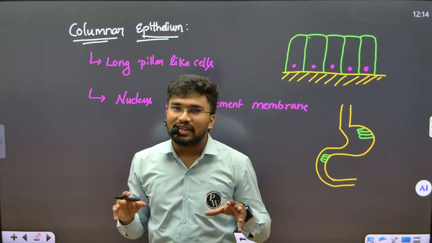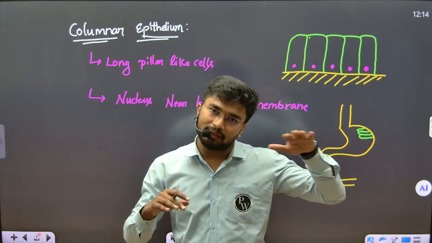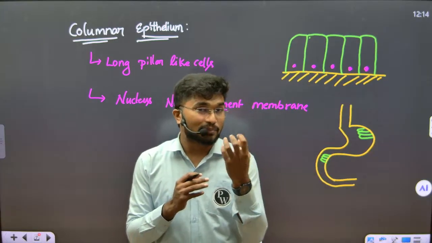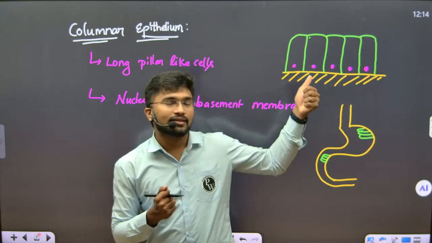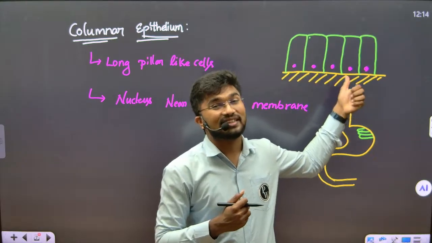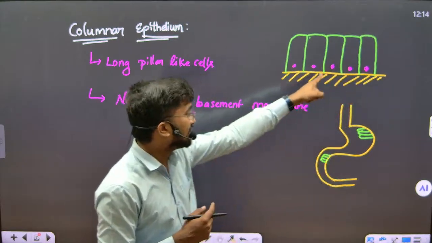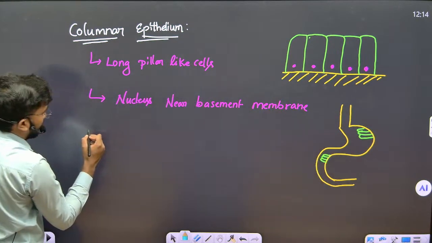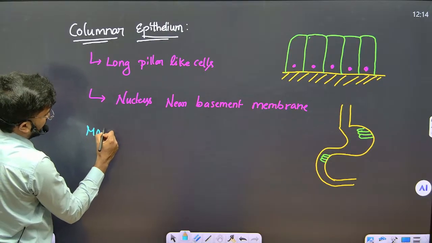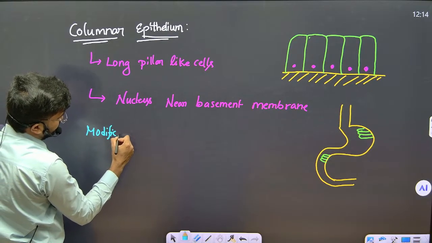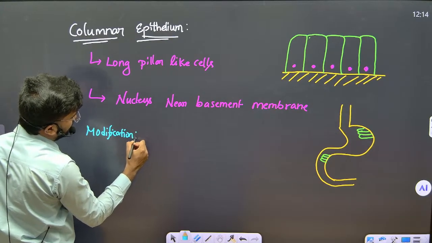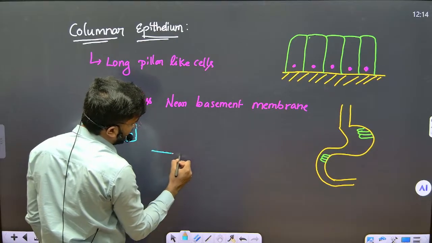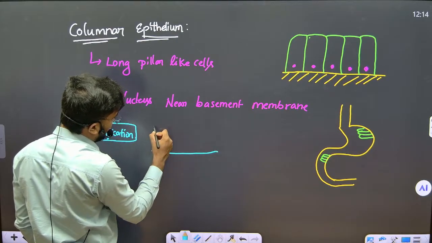Okay, the small intestine is a place where digestion of the food will be completed as well as absorption of food takes place. When food is being absorbed, who is helping? Columnar epithelial cells. Which columnar epithelial cells? These cells will undergo modification. So I'm writing here, modification. What is the modification we are speaking about? That modification is they form villi and microvilli on their surface.